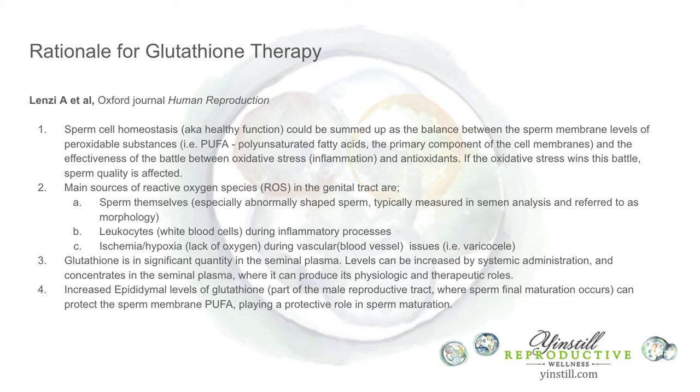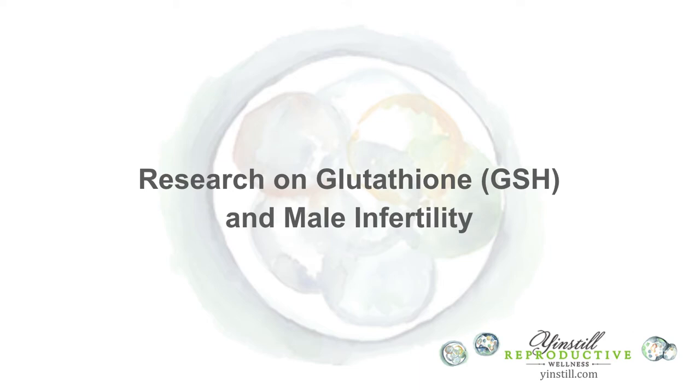Glutathione can be increased by systemic administration, and it shows up in the sperm. So increased epididymal levels of glutathione, the epididymis being the part of the male reproductive tract where sperm final maturation occurs, can protect the sperm membrane, playing a protective role in sperm maturation. So anyway, let's move on to some research on glutathione and male fertility.